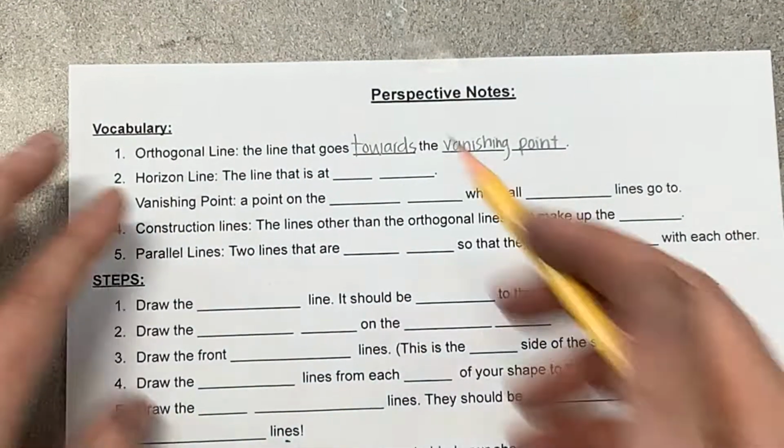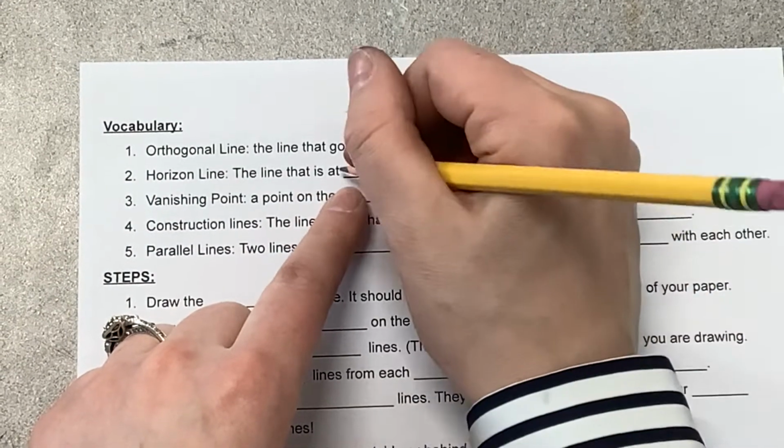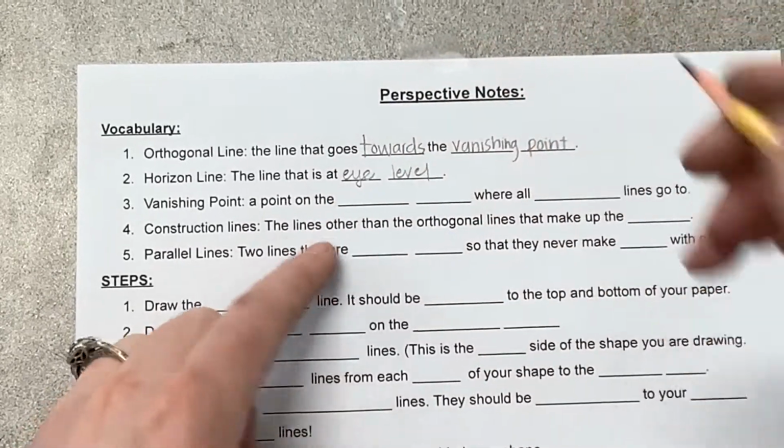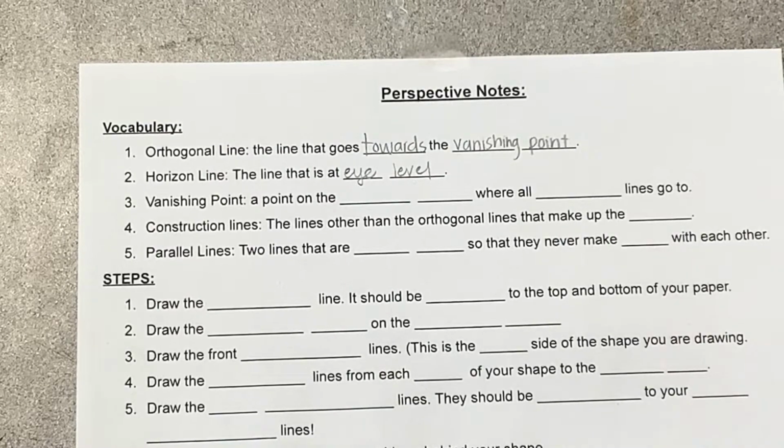The next vocab term is horizon line, the line that is at eye level. So that's where the sky meets the land, but sometimes we can't always see sky and land. So that's why we say the line at eye level.